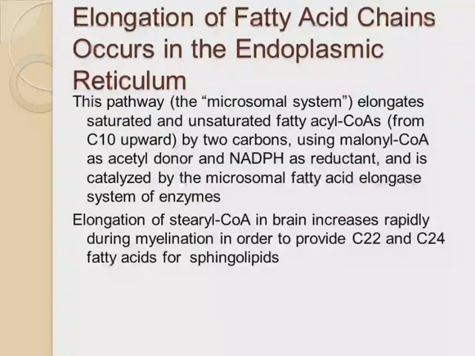Elongation of the fatty acid chain occurs in the endoplasmic reticulum. This pathway, the microsomal system, elongates saturated and unsaturated acyl-CoA from carbon number 10 upward by 2 carbons using malonyl-CoA as acetyl donor and NADPH as reductant, and is catalyzed by the microsomal fatty acid elongase enzyme. Elongation of stearyl CoA in the brain increases rapidly during myelination in order to provide fatty acid chains with 22 and 24 carbon atoms for sphingolipids.